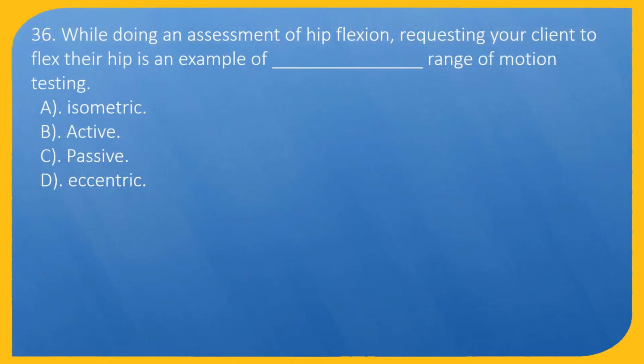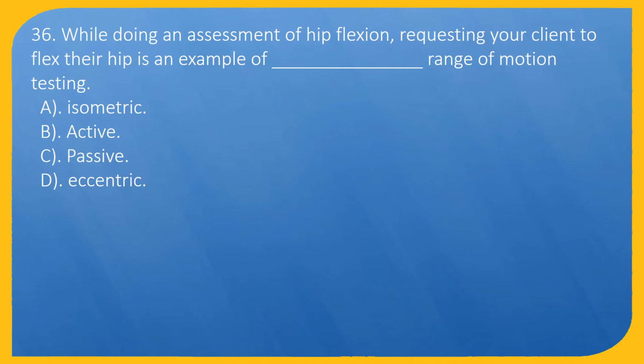Question 36. While doing an assessment of hip flexion, requesting your client to flex their hip is an example of underscore range of motion testing. A. Isometric. B. Active. C.